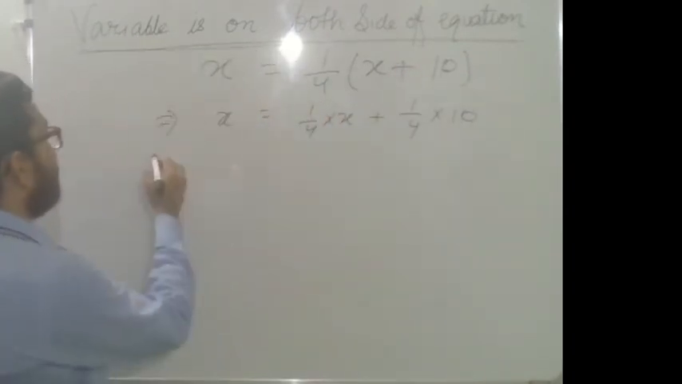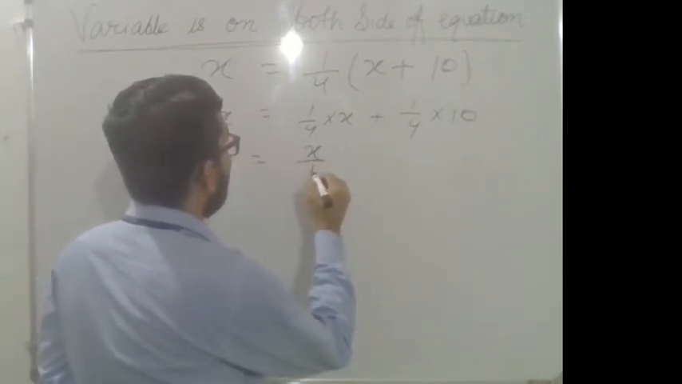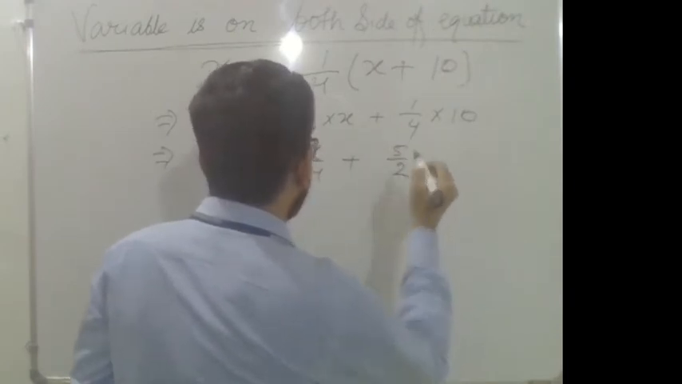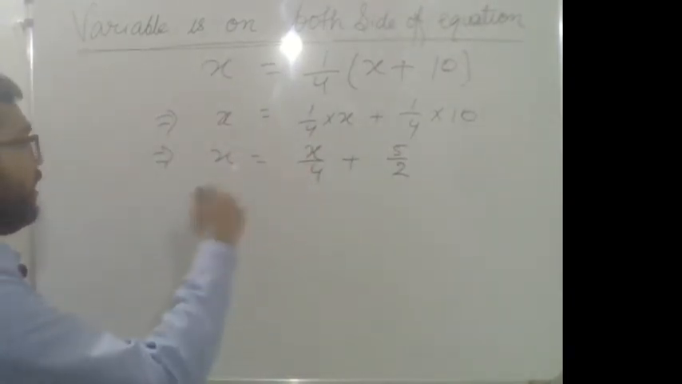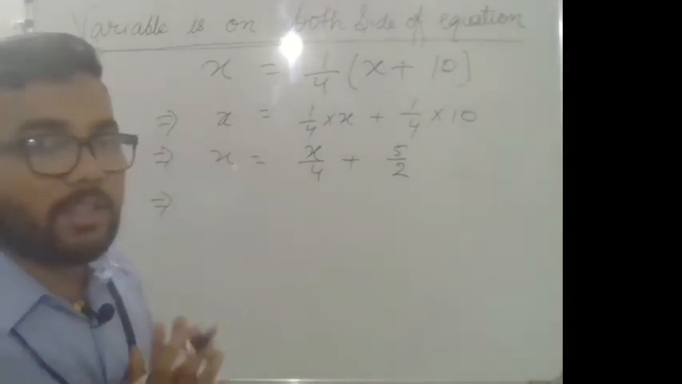Now x is equal to x upon 4 plus 5 upon 2. Now take all the variables on a single side.